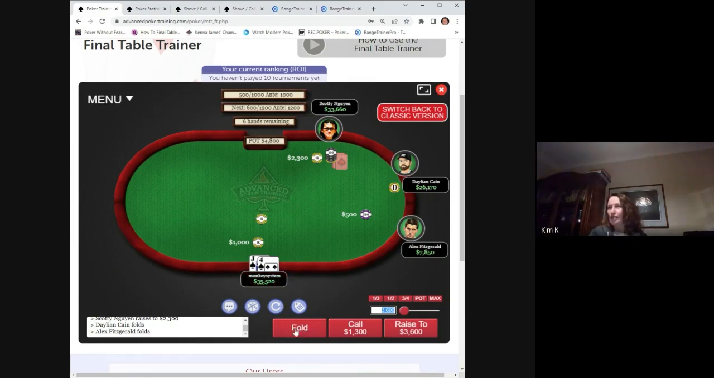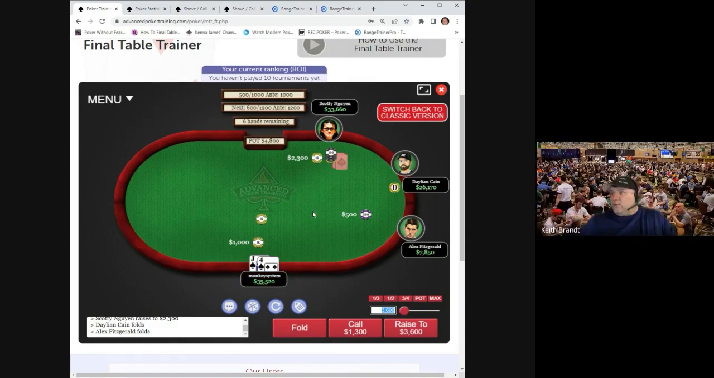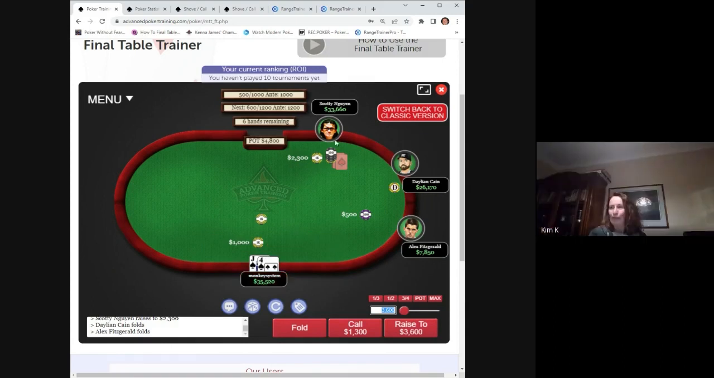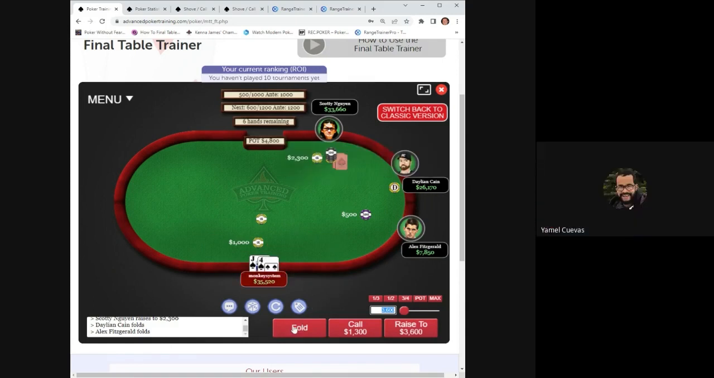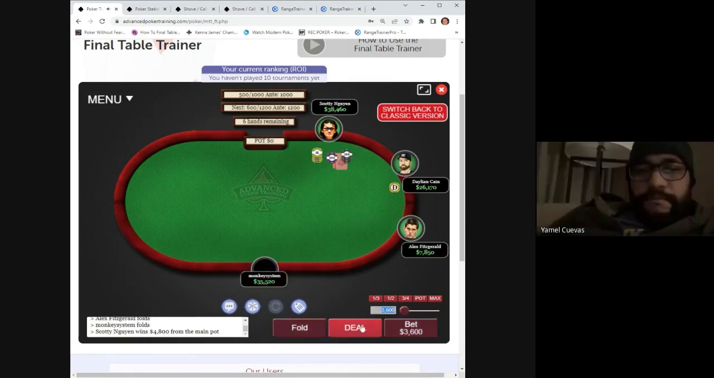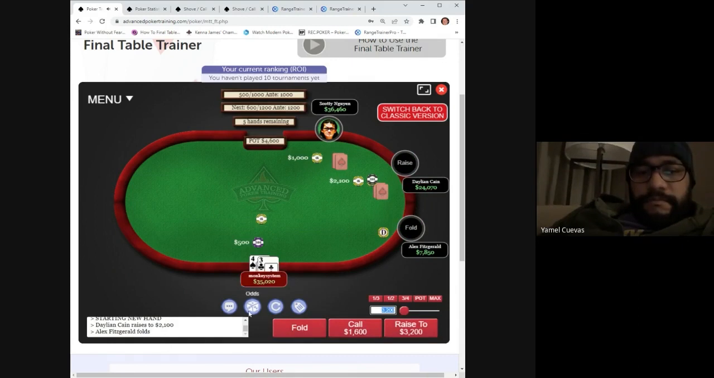But just with ICM, you just fold more. The two big stacks under ICM rules need to avoid getting into it with each other, because that only benefits the other two players. Easy fold here.